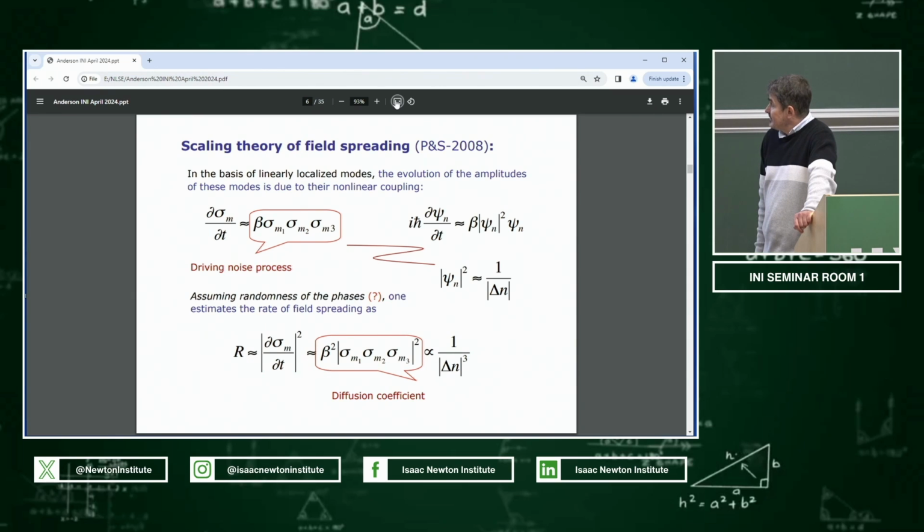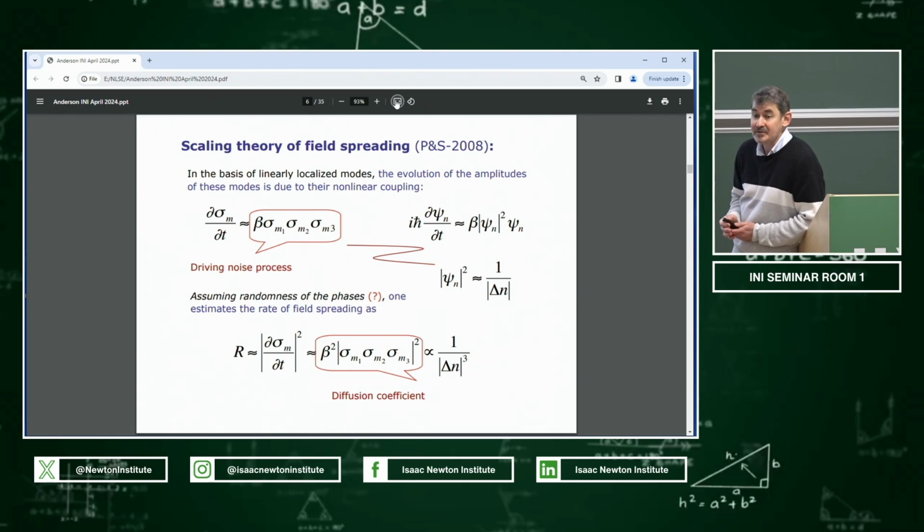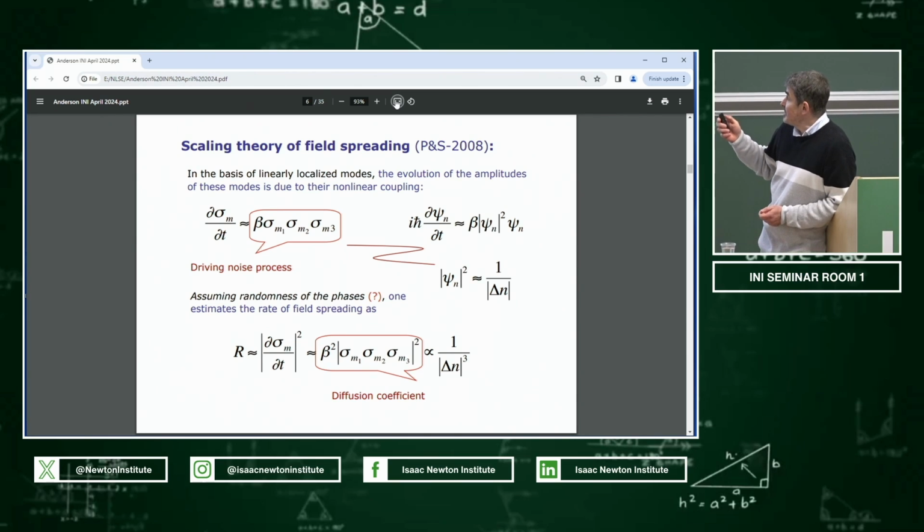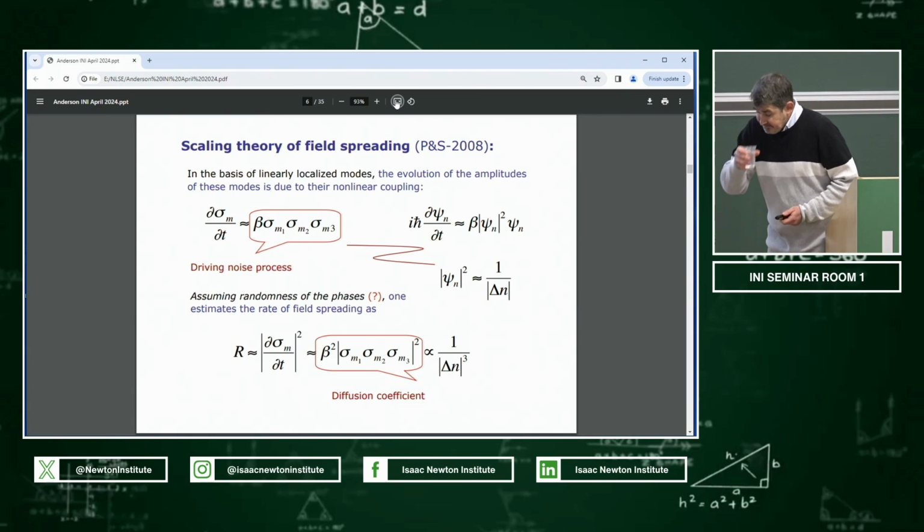So those observations date back to the years like 1993, I think, was a paper by Shpelansky. But the groundbreaking advance was this work by Pikovsky and Shpelansky in 2008. And they published a PRL where they suggested the following.